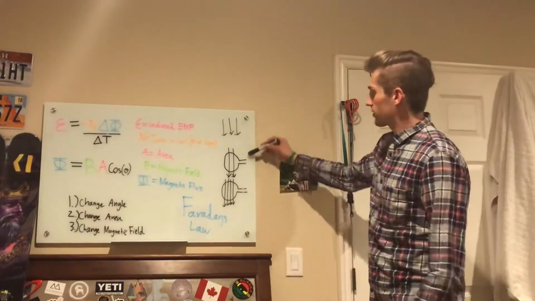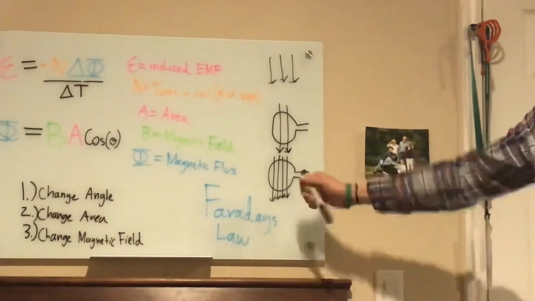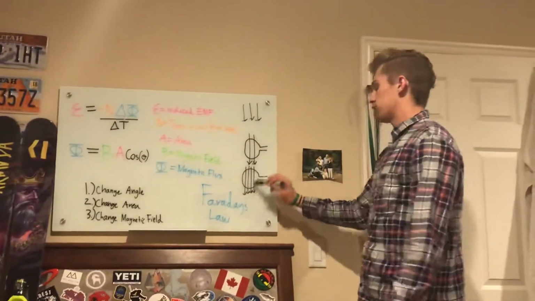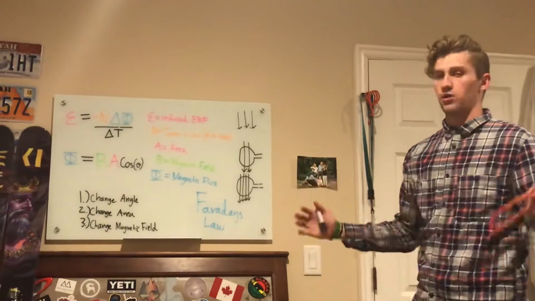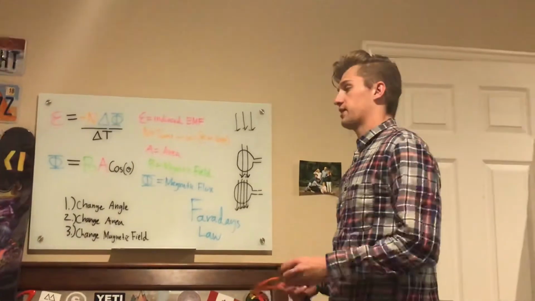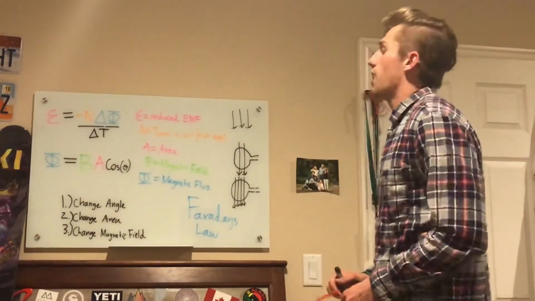So let's talk about magnetic flux briefly and what it is. Magnetic flux, we'll talk about with these two pictures, is the number of magnetic field lines passing through an object. Here we have two magnetic field lines. This one has 4, so this would have a greater magnetic flux.